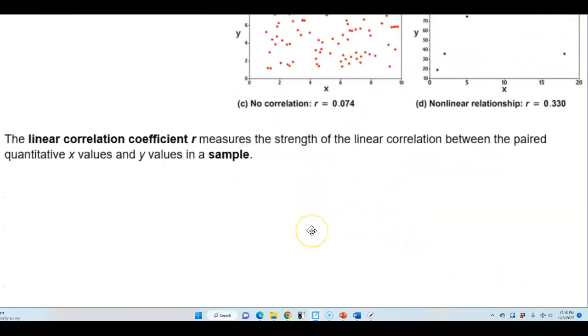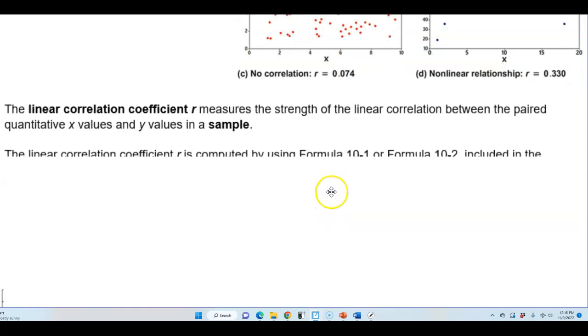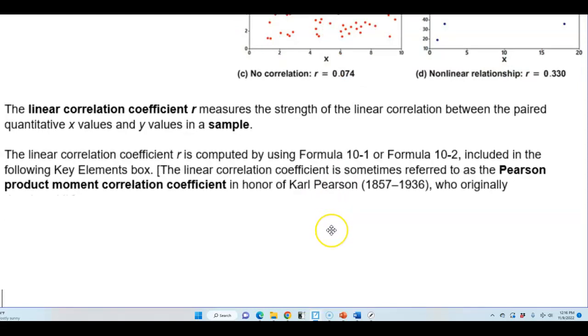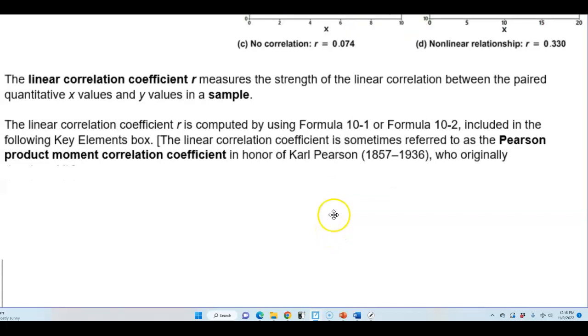Okay, now the linear correlation coefficient R measures the strength of the linear correlation between the paired quantitative x values and y values in the sample. R is computed by using formula 10.1 or formula 10.2 included in the following key elements box. The linear correlation coefficient is sometimes referred to as the Pearson product moment correlation coefficient in honor of Karl Pearson, from 1857 to 1936, who originally developed it.